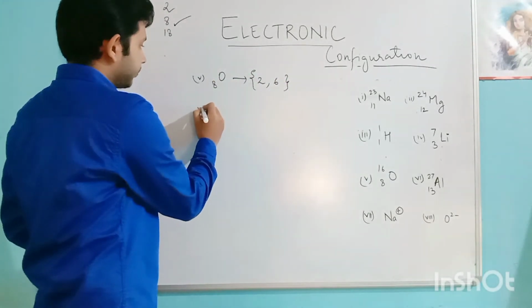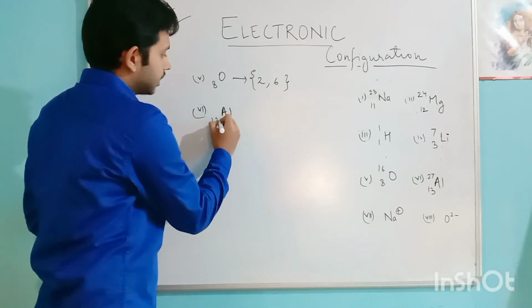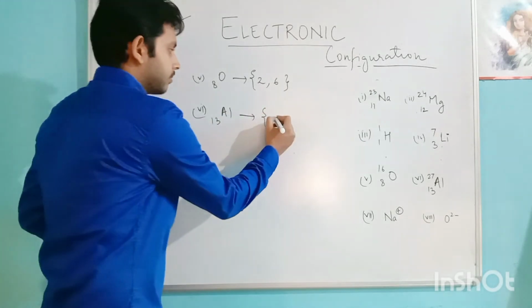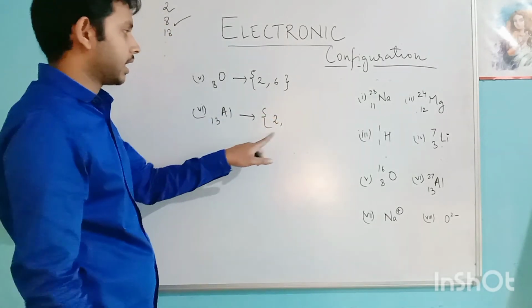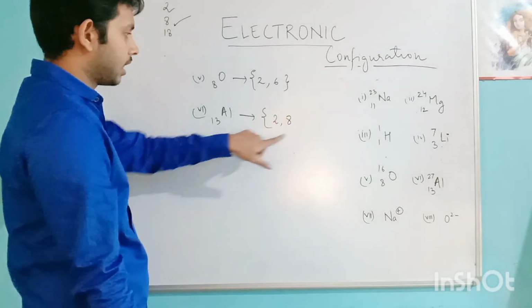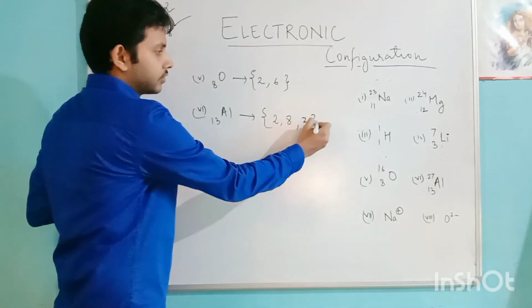Then next question is aluminum. 13 electrons. In first cell how many electrons? 2. Maximum of 2. Next we are putting 8. Now there is a total of 10 electrons. How many electrons are still left? There are 3 electrons still left. So we write 3.